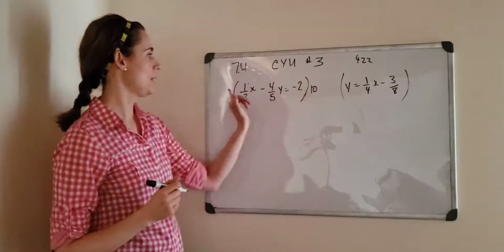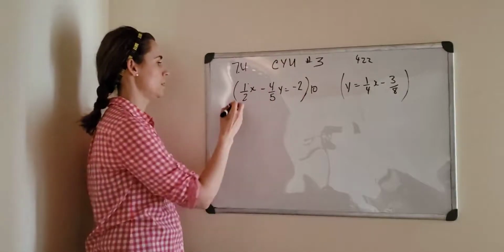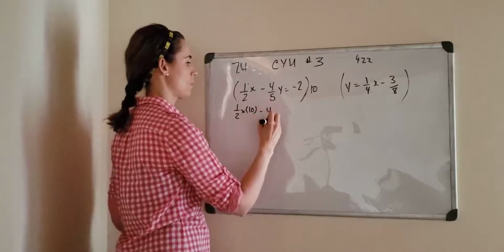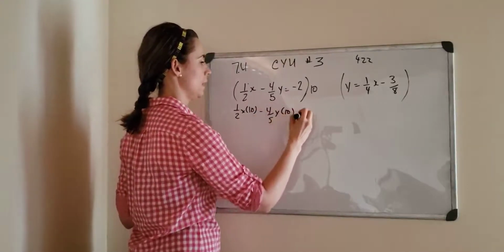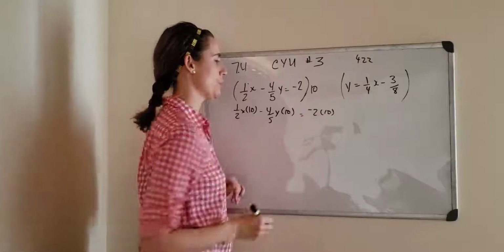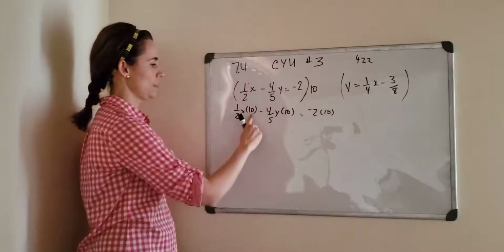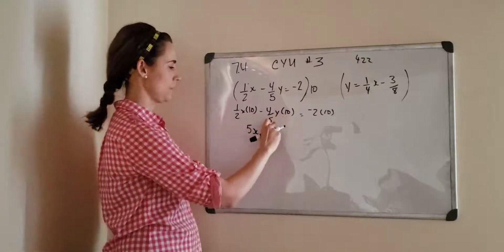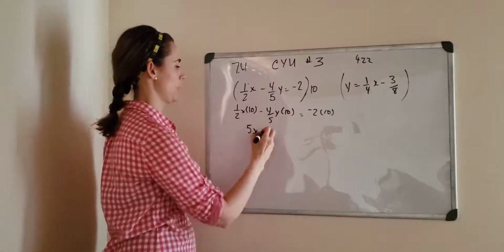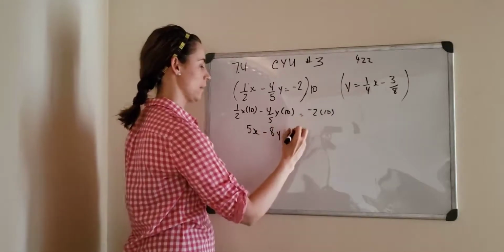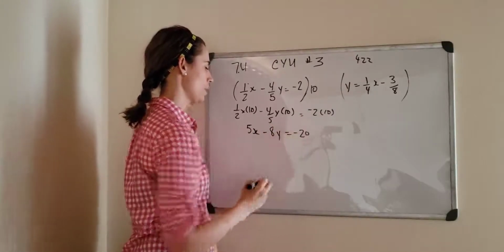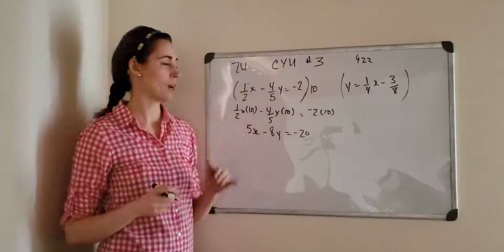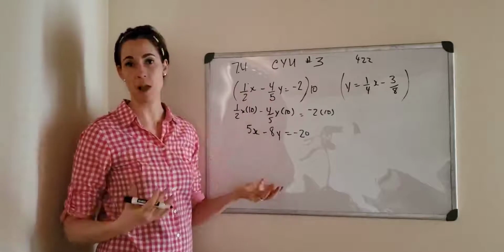So I would multiply each of these terms by 10. Okay, so I'd say 1/2 x multiplied by 10 minus 4/5y multiplied by 10 equals -2 multiplied by 10. Each term is multiplied by that 10. Okay, 10 divided by 2 is 5, 5 times 1 is x. 10 divided by 5 is 2, multiplied by -4 is -8. -2 times 10 is -20. Okay, so I've simplified. This is the same as this, right? They are equivalent. If I graphed this and I graphed this, same line, okay?